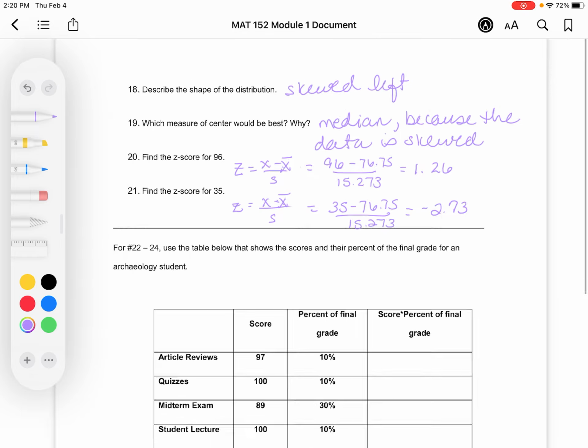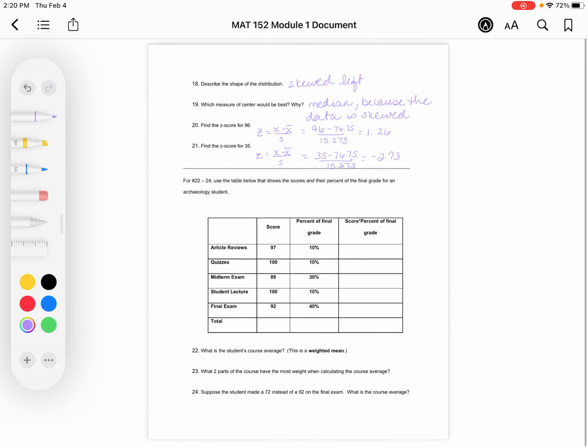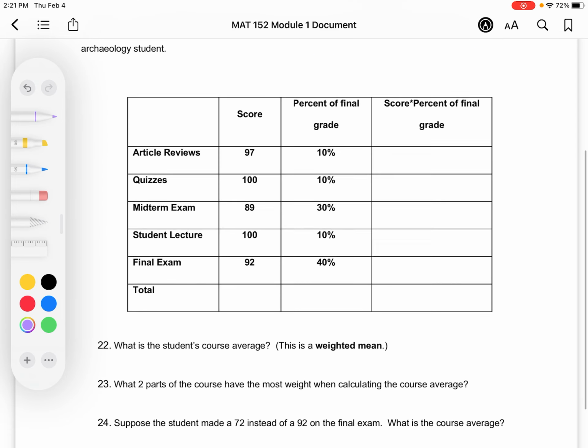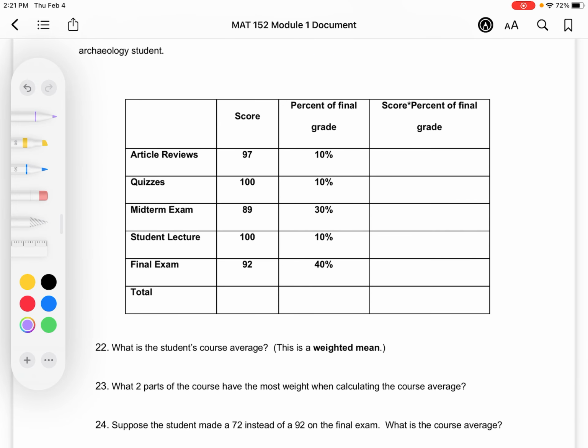So that gives you a review on sections 2.2, 2.3, and 2.4, calculating all of those different characteristics on a set of data. The next section is what you would do with a weighted average. And I'm actually going to show you how to do this on the calculator as well, so stay tuned to that.